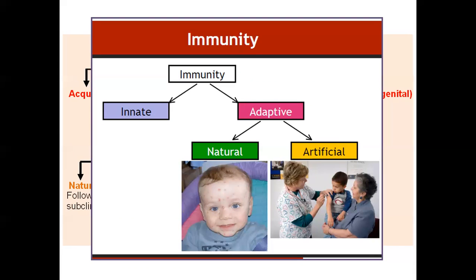Measles, जिसे हम देवी रोग कहते हैं, कांजिया कहते हैं मराठी में. So that is the example of measles is the example of the actively acquired natural immunity.